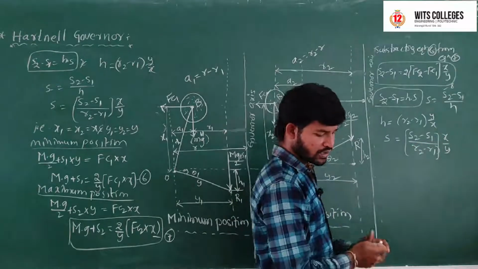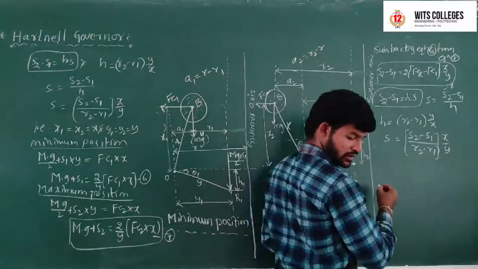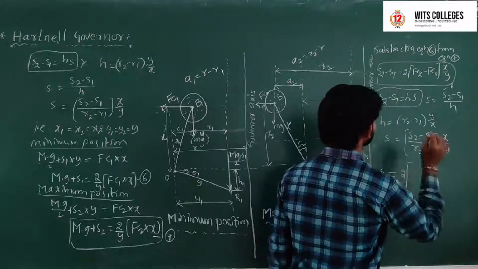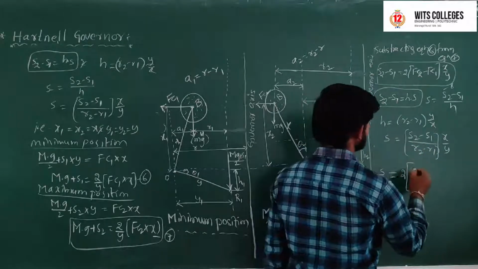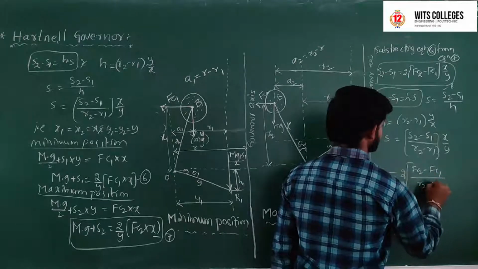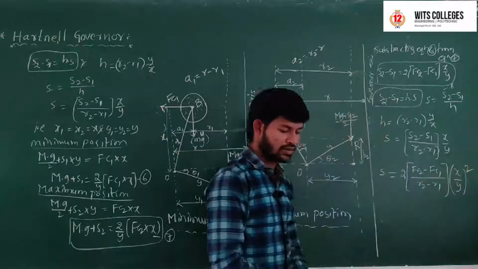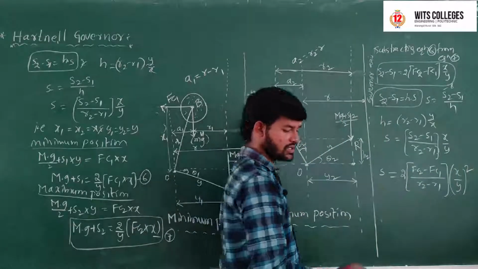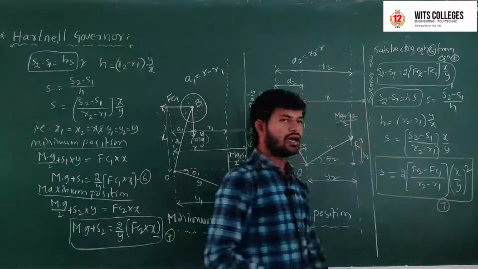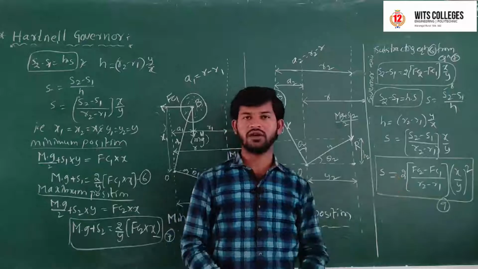Substituting all these values in this equation, we get s equals 2 into fc2 minus fc1 divided by r2 minus r1 into x by y, whole squared. This is one of the equations for the stiffness of the spring of the Hartnell governor. In this manner we derive the stiffness of the spring of the Hartnell governor.